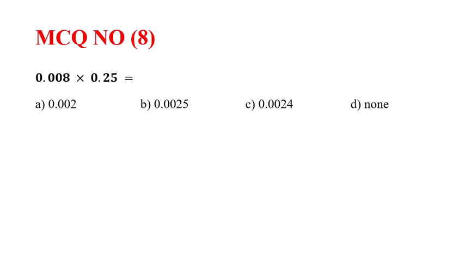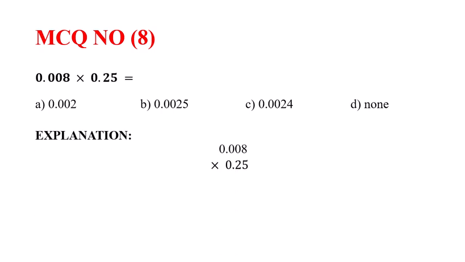MCQ number 8, that is equal to 0.008 multiply 0.25. The required options are option A is 0.002, option B is 0.0025 and option C 0.0024 and D is none, means nothing of them.